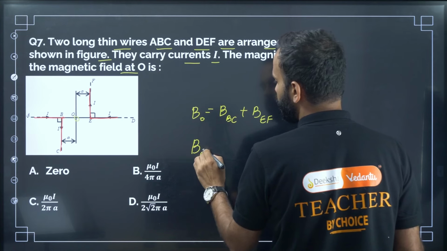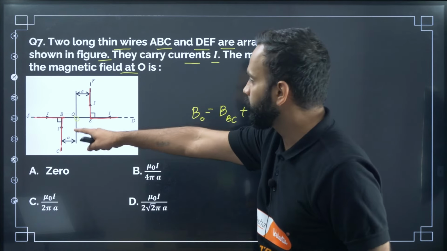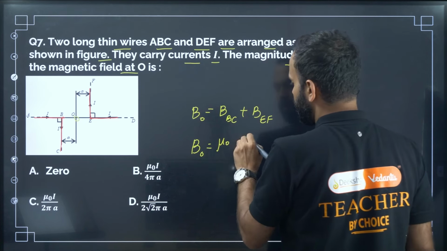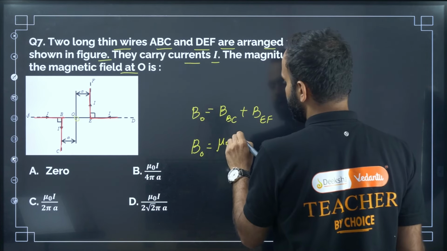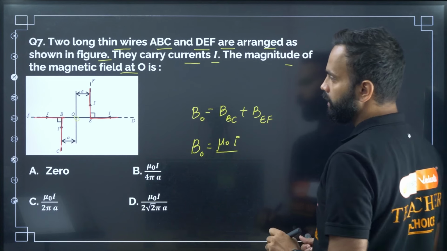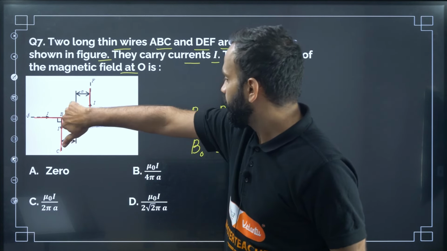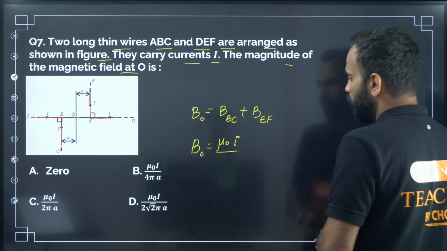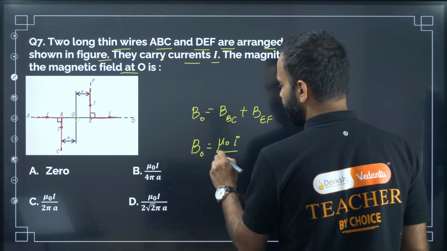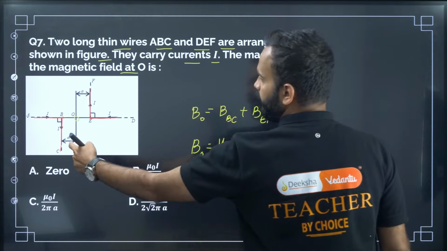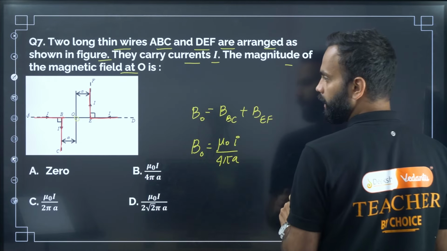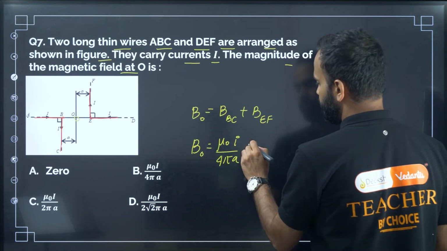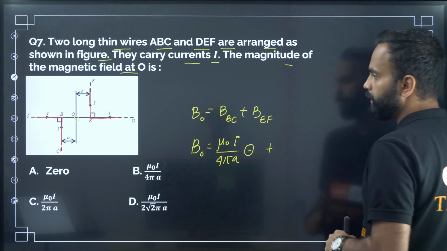Now the magnetic field at O due to the BC part: this is a semi-infinite wire. So therefore this will be μ0 I divided by, applying the right hand thumb rule, the magnetic field is outward from the plane due to the BC part. So μ0 I divided by 4πA, the distance is A. So what is the direction of the magnetic field? Outward from the plane, plus the magnetic field due to the EF part.